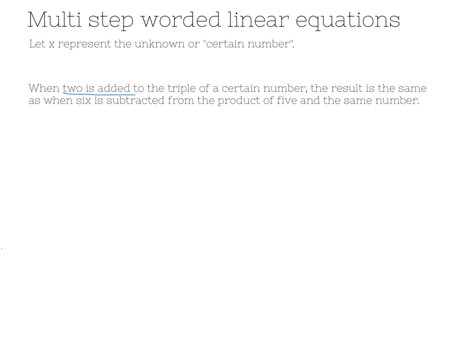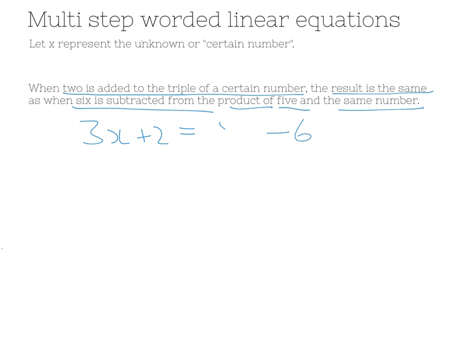When 2 is added to the triple of a certain number, the triple of a certain number is 3x, and 2 is added to that. The result is the same as, that's equals, when 6 is subtracted from, so that's something minus 6, the product is going to be multiplication, 5 and the same number, which is x. So it's 5 times x. Now we move the x's to the left and the numbers to the right. So we subtract 5x from both sides, and we subtract 2 from both sides. So this will enable the 5x to go to the left and the 2 to go to the right.